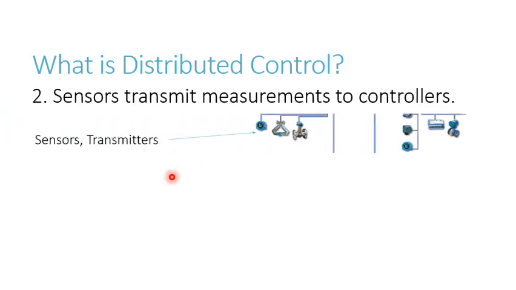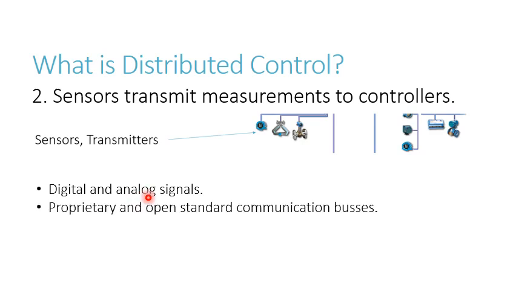Then you've got your sensors and your transmitters. We've got temperature sensors, thermometers. This one, as I said, is a Coriolis sensor. It senses flow, rate of flow. This one is probably a pressure gauge, pH, all kinds of different sensors and transmitters. They have both digital and analog signals. It depends on what you're sensing.